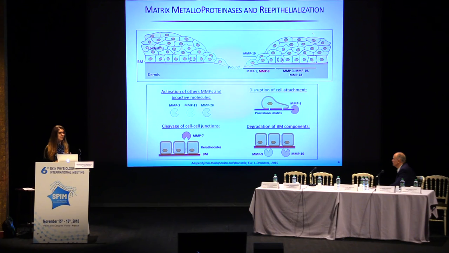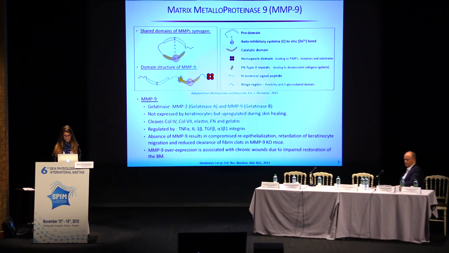During reepithelialization, several MMPs are produced at different levels of the wound. As you can see, MMP 3, 19, and 28 are expressed behind the front edge at the site of proliferative epithelium, while MMP 1, 9, and 10 are expressed at the tip of the migrating tongue. MMPs are multi-domain zinc-containing endopeptidases, which are involved in tissue remodeling and repair. They are produced as a latent form called zymogen, which requires proteolytic processing to be fully active.